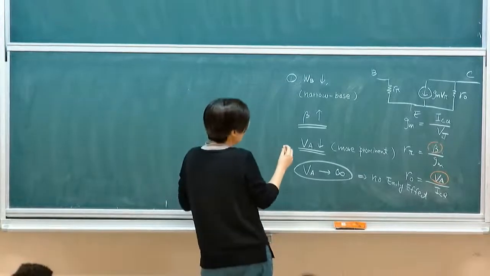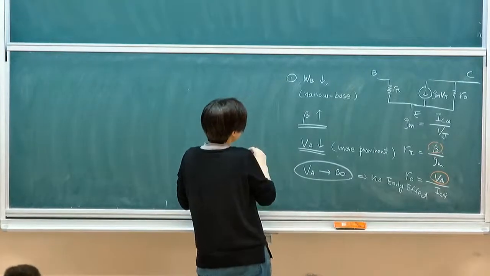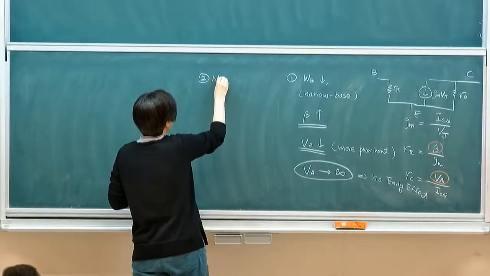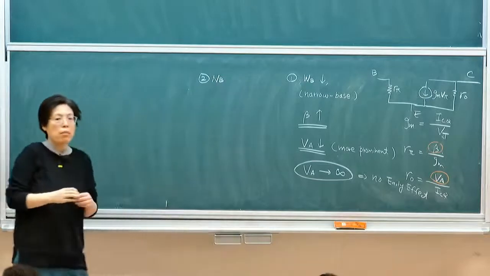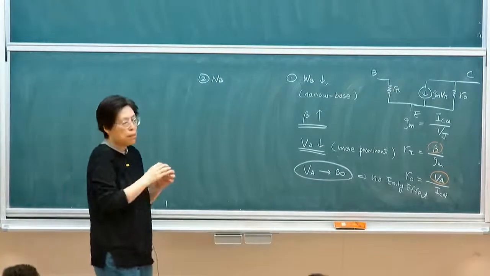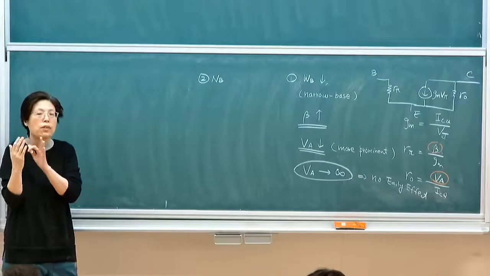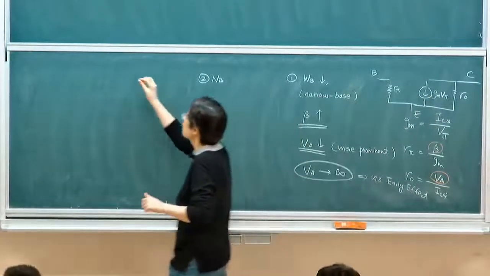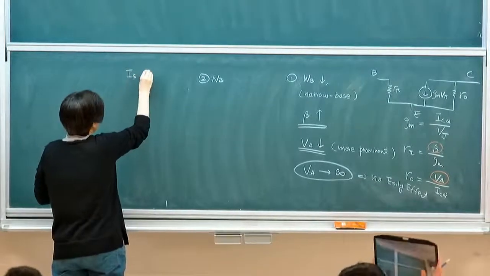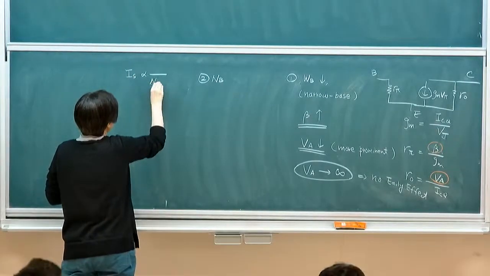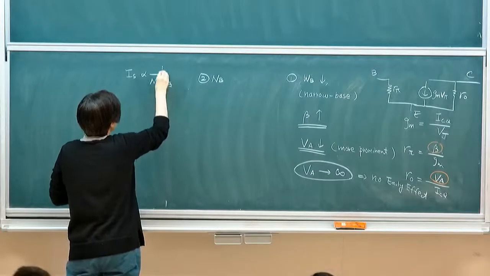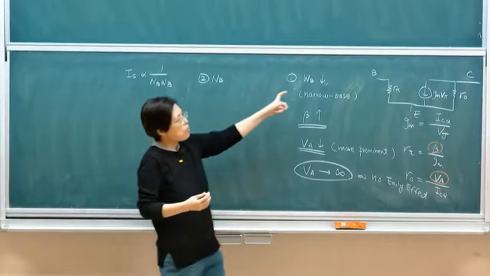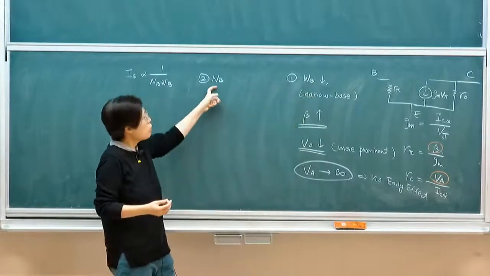The other thing that would affect this is base doping. To increase beta, remember what determines beta, or determines IS, is inversely proportional. If I'm writing down IS, it's inversely proportional to NB WB. So let's say if I want to increase my IS, one way is to reduce WB, the other is to reduce NB.